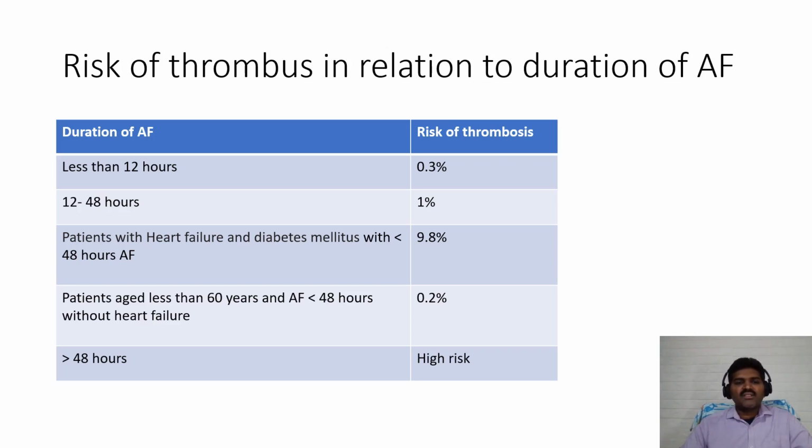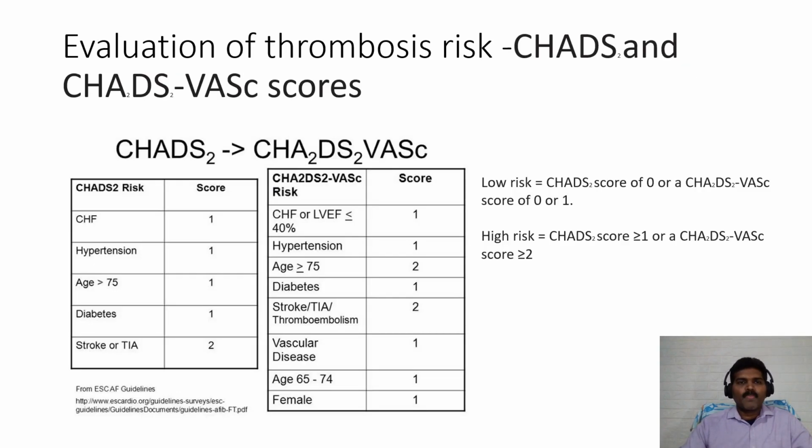So there are two types of scoring systems, CHADS2 and CHA2DS2-VASc score, to determine the risk of thrombosis. In CHADS2 score, each of CHF, hypertension, age greater than 75 years, diabetes carries 1 point; stroke or TIA carries 2 points. In CHA2DS2-VASc score, CHF or LVF with ejection fraction less than 40% carries 1 point, hypertension carries 1 point, age greater than or equal to 75 years carries 2 points, diabetes carries 1 point, stroke or TIA or earlier thromboembolism carries 2 points.